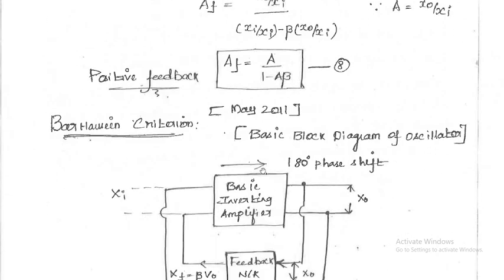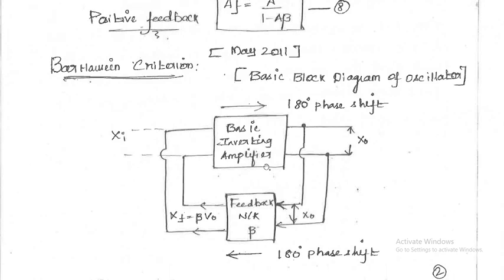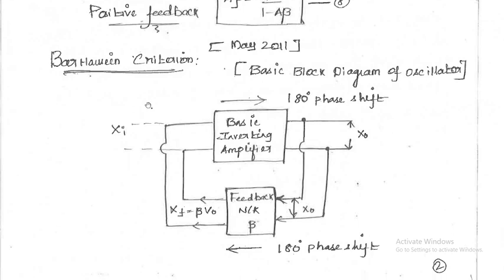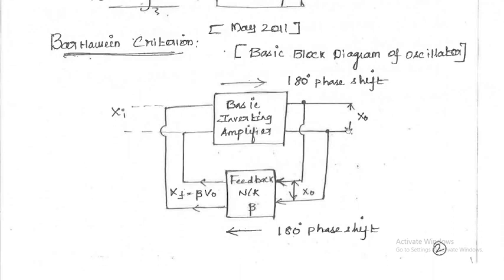Next, an important topic we are going to discuss is called Barkhausen criterion. It's a very important 2-mark question. They will ask, state Barkhausen criterion, or write the conditions of Barkhausen criterion. Please listen carefully. And this is the basic block diagram of the oscillator.